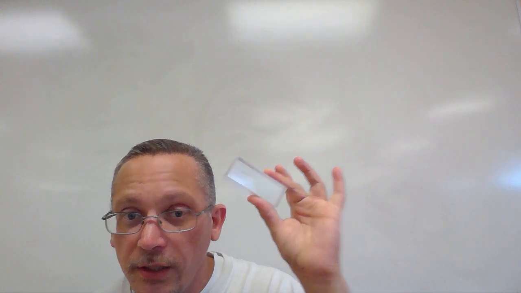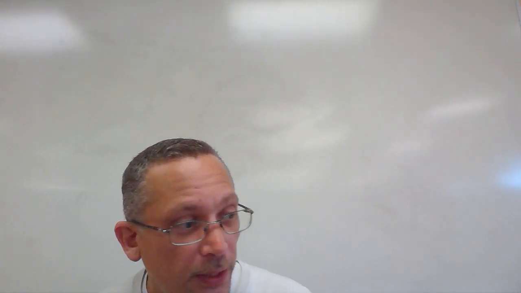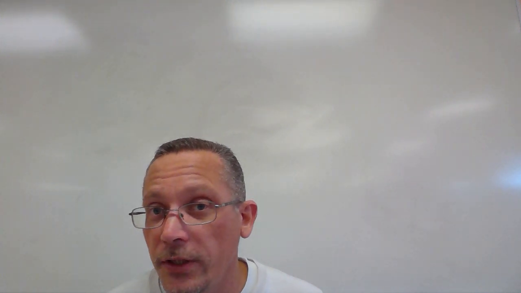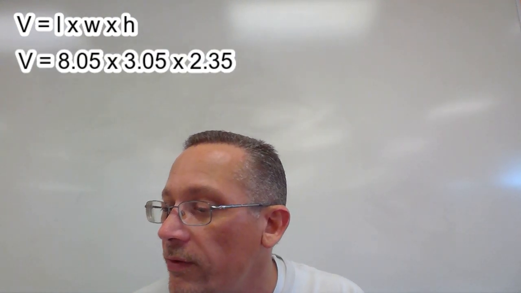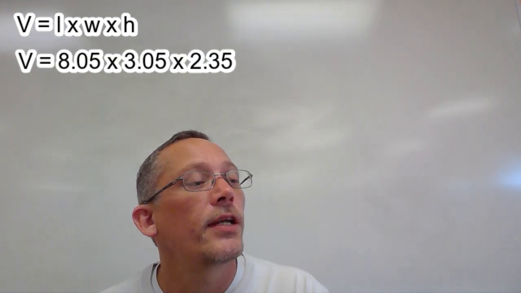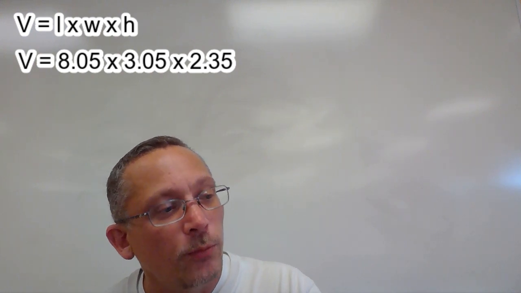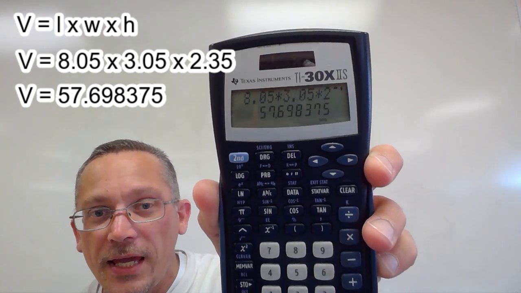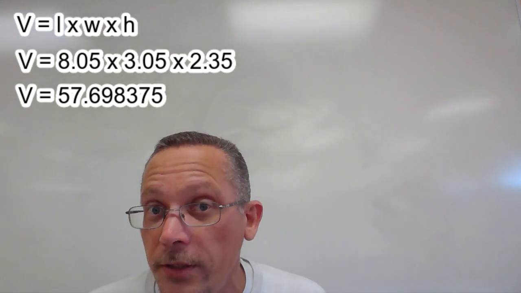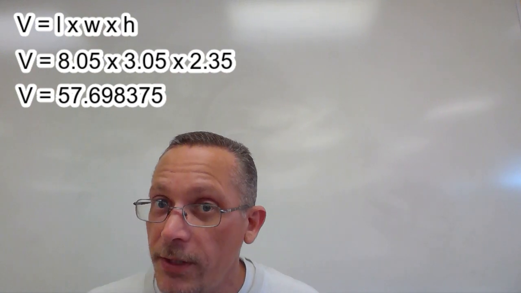Okay, so now having measured the length, width, and height of my plastic block, I can now calculate its volume. So remember from geometry class, the volume of some kind of rectangular prism is the length times the width times the height. So I've taken 8.05 centimeters times 3.05 centimeters times 2.35 centimeters, and I get 57.69835. And the unit there would be centimeters times centimeters times centimeters, which is cubic centimeters.